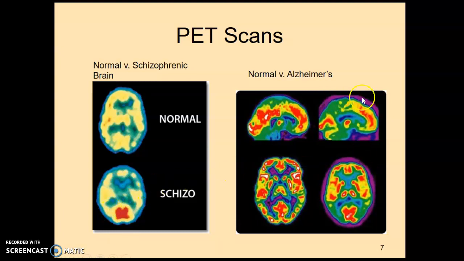Same thing with the Alzheimer's brain. The green and the blue, those are less active. The white, the red, the yellow, those are more active. So you can see the overall decrease in function or activity of the brain. That just shows that it's deteriorating.